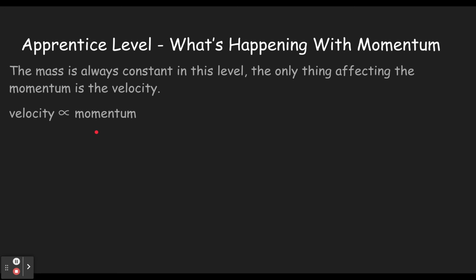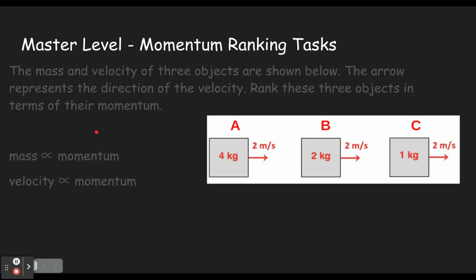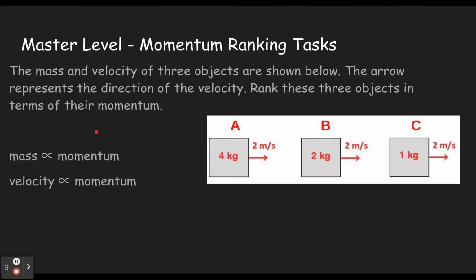So that should easily get you through the apprentice level. Moving on to the master level. The master level has a little diagram like this, and there are two ways you can go about solving the master level. One is by looking at the relationships, and that'll get you through a couple of them.